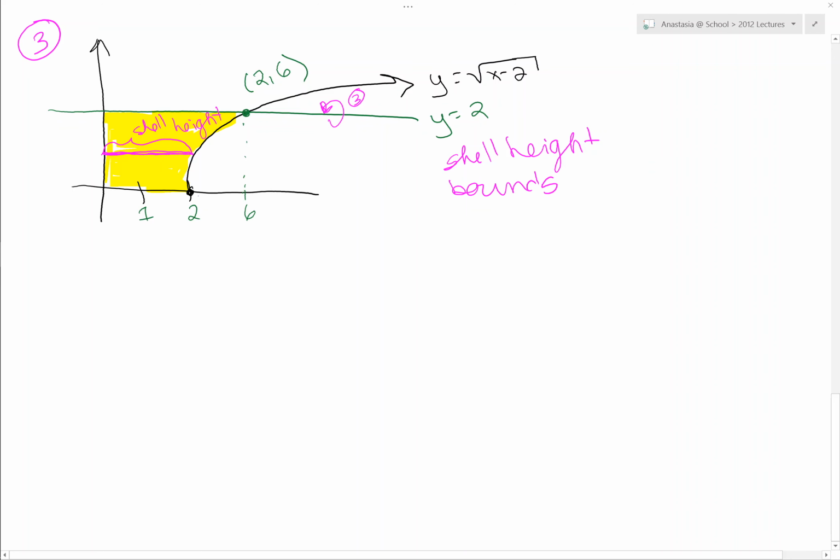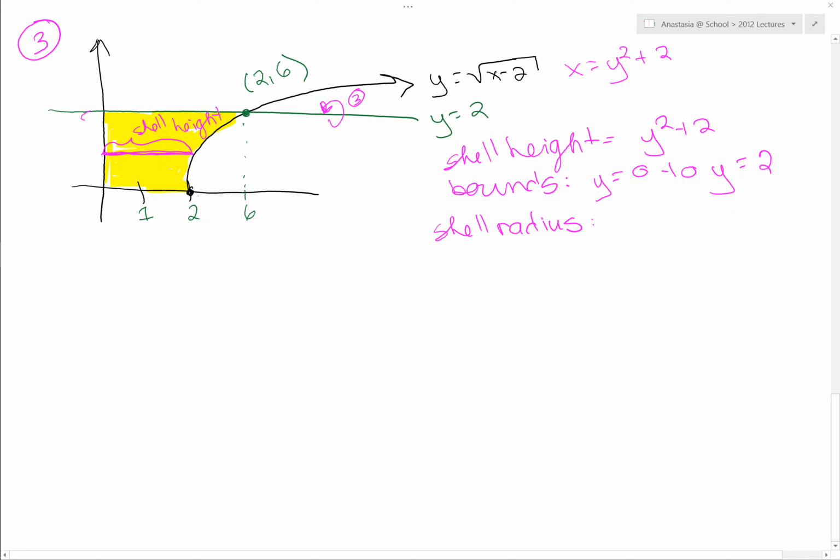So just copying these from the previous part, the shell height is going to be y squared plus 2, because that's what happens when we rearrange our equation y equals the square root of x minus 2, and the bounds are still going to be y equals 0 to y equals 2. Notice, since we still have a horizontal axis of revolution, we are still going to be doing everything in terms of y. So the only thing that's changing is the shell radius.